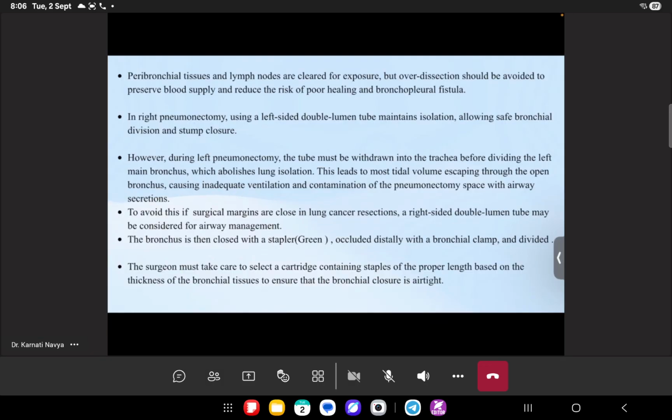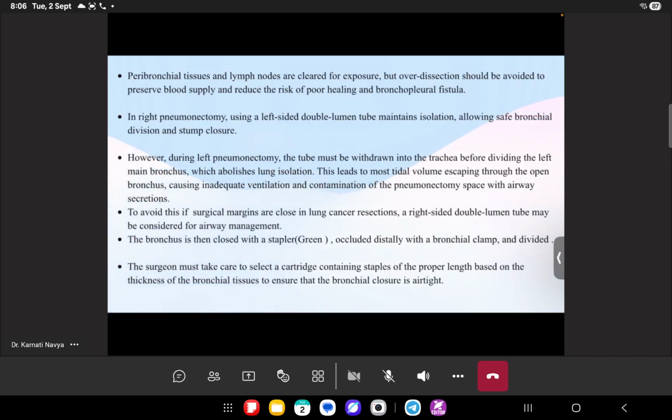In right pneumonectomy, using a left-sided double lumen tube maintains isolation, allowing safe bronchial division and stump closure. However, during a left pneumonectomy, this tube must be withdrawn into the trachea before dividing the left main bronchus, which usually abolishes the lung isolation. This leads to most tidal volume escaping through the open bronchus, causing inadequate ventilation and also contamination of the pneumonectomy space with airway secretions.